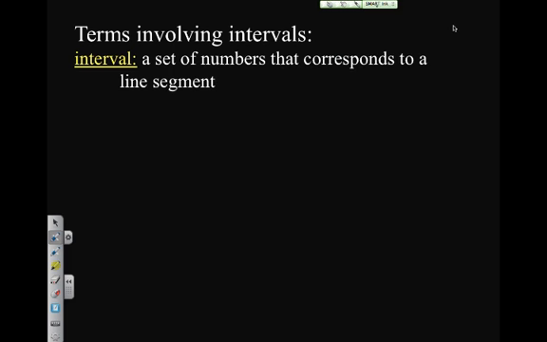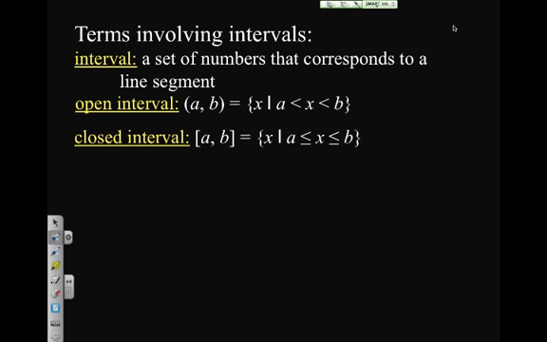All right, some terms involving intervals, and we're just about done here. An interval is a set of numbers that corresponds to a line segment. An open interval, parentheses, a to b, is all the x values such that a is less than x and x is less than b. A closed interval uses brackets on each end, and this is the exact same definition, but this time it's all the x's such that a is less than or equal to x and x is less than or equal to b.